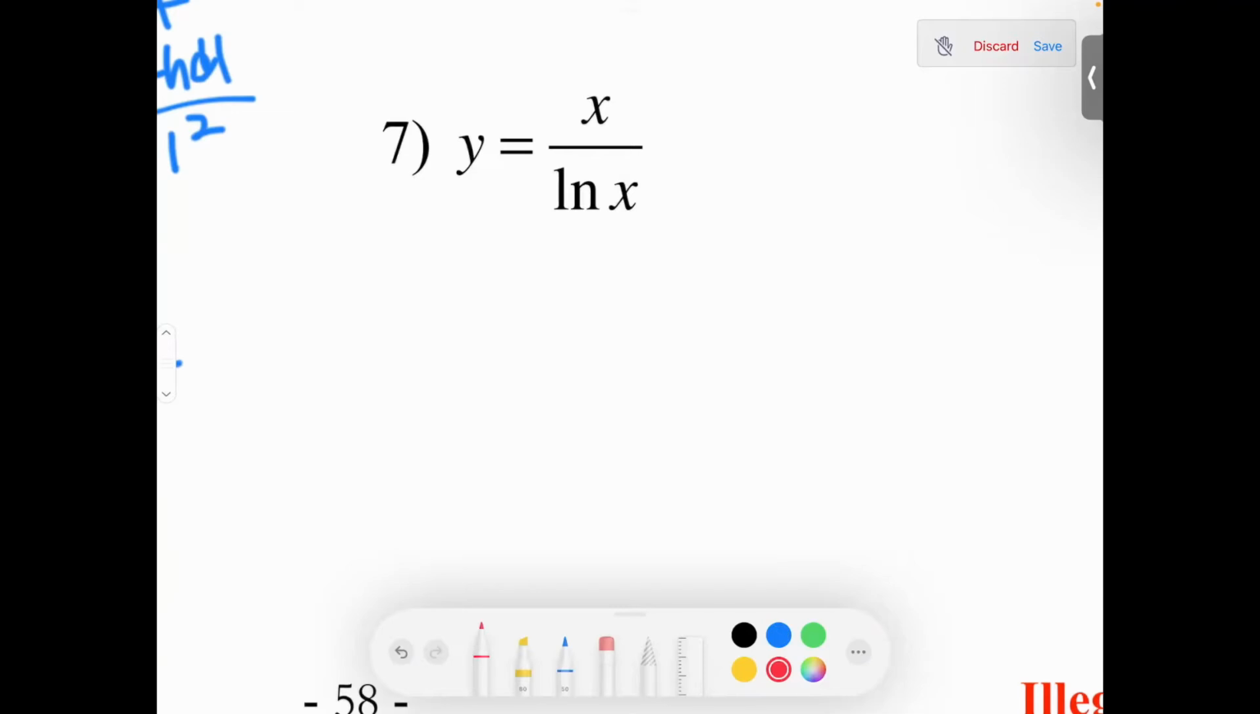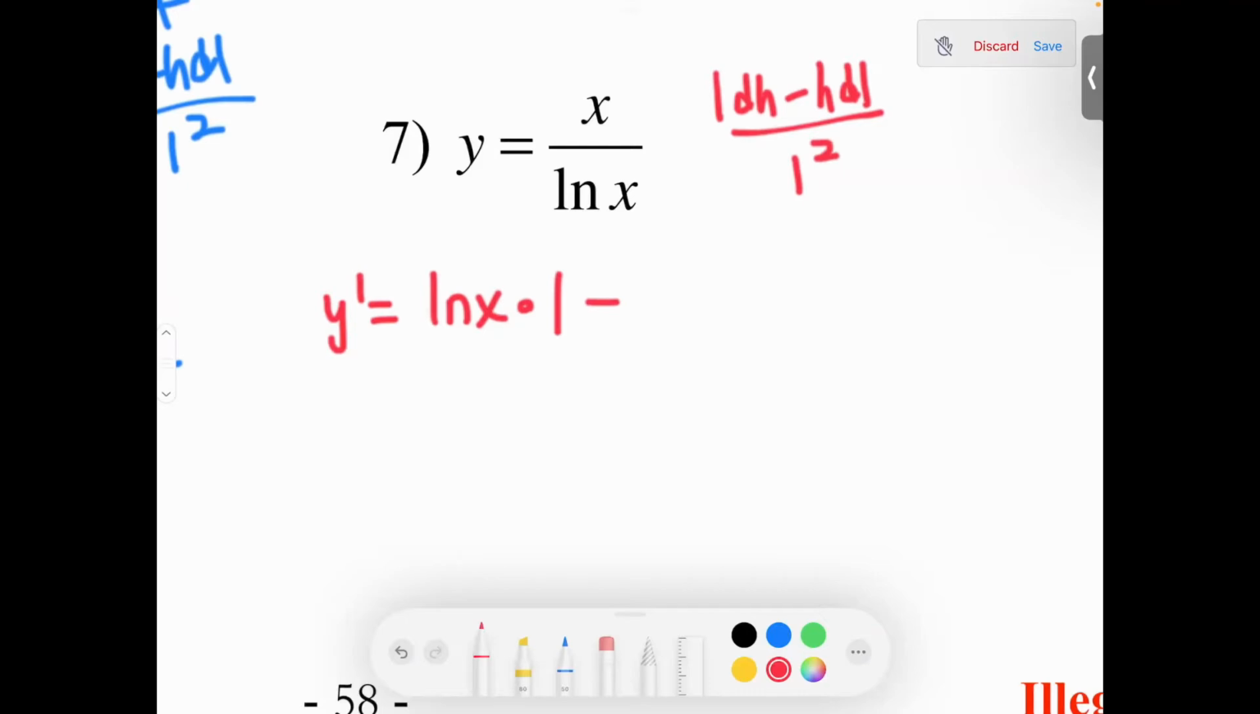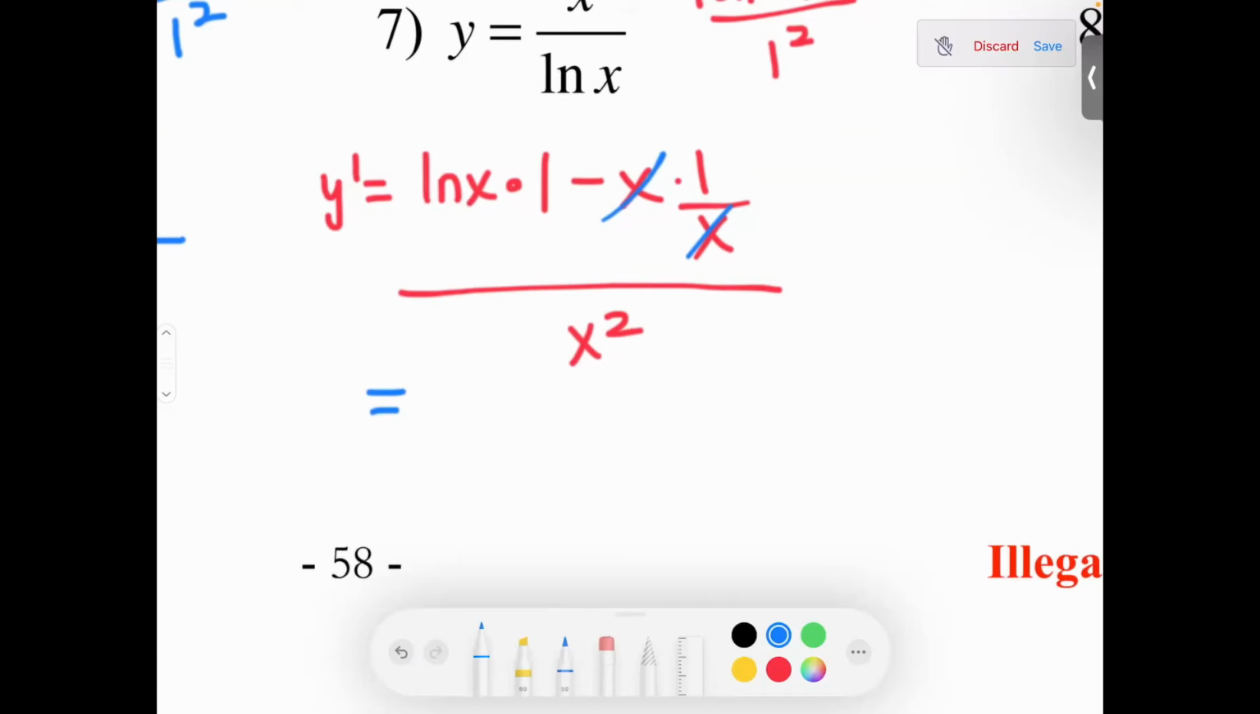Number 7. Number 7 is quotient rule again. Low d high minus high d low all over low squared. So y prime, our low, is ln x times the derivative of x, which is 1, minus the top x times the derivative of ln x, which is 1 over x, all over x squared. Again, the x's are going to cancel out. So this is very similar to the problem before, but it's just that the ln x comes first.